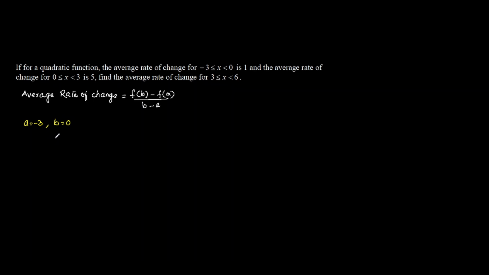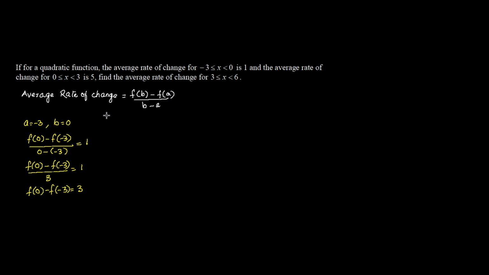0. So, using the formula, f(b) minus f(a) whole over 0 minus (-3), and this value is given as 1. We have f(0) minus f(-3) over 3 equals 1, and then multiplying both sides by 3, we get f(0) minus f(-3) equals 3.